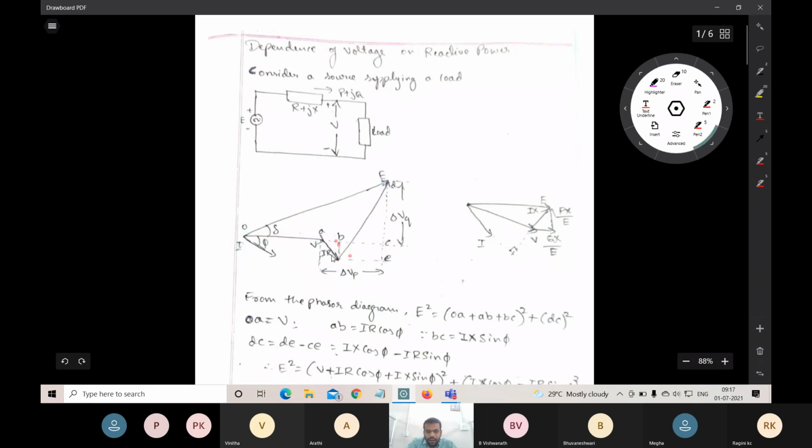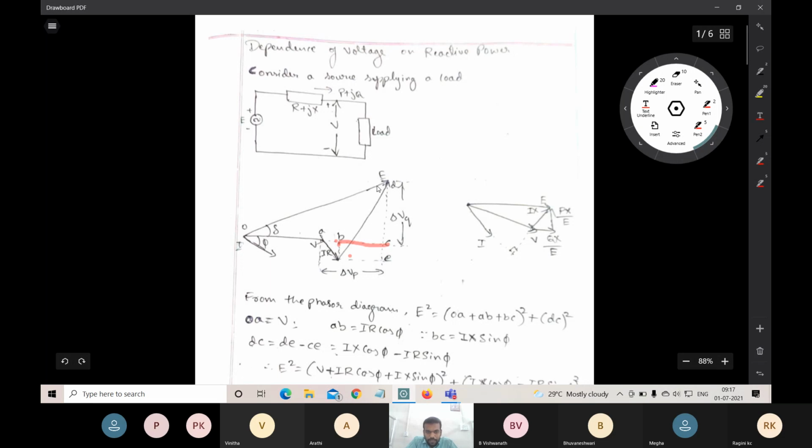So this is our IR. Similarly, the line drawn along the parallel adjacent with the perpendicular to this line gives you the IX. So IX sin phi gives you the BC. Okay, I hope people are getting the concept.